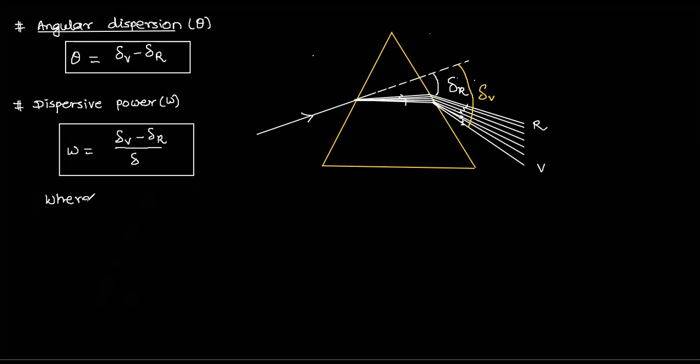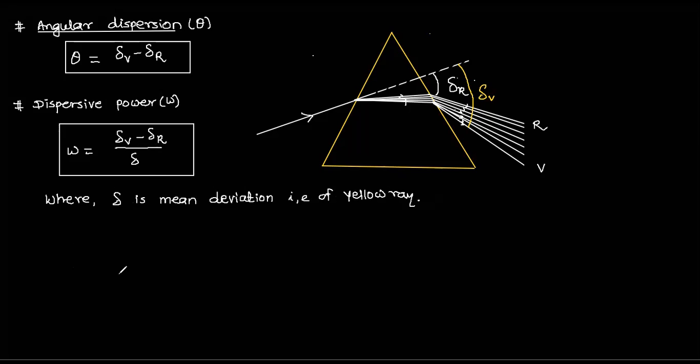Where delta is mean deviation, that is of the yellow ray. This is what mean deviation is. Whenever you want to find this dispersive power, this formula you will use.